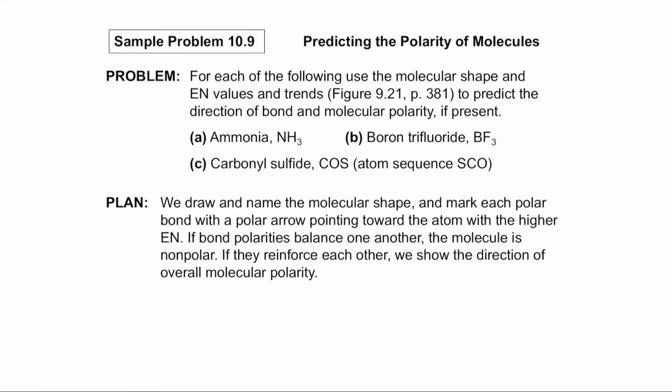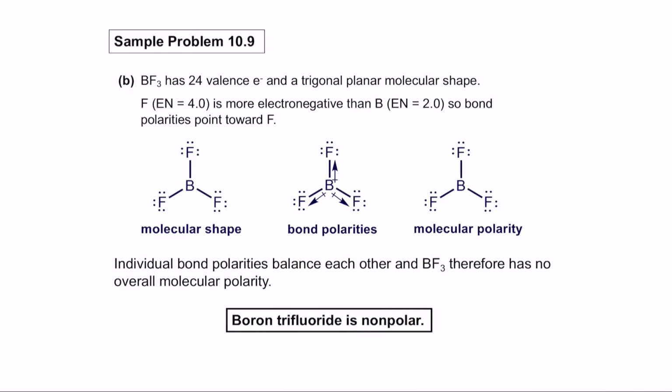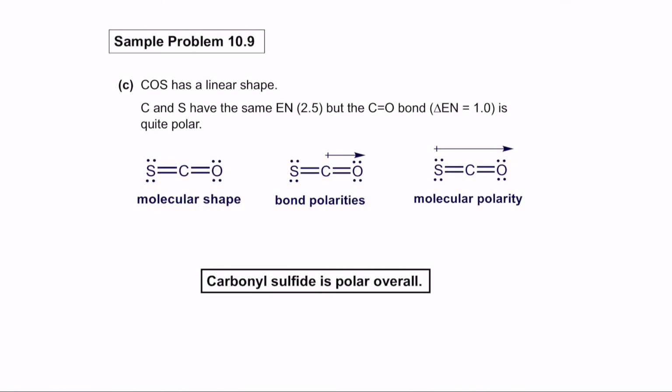So try to predict the polarity of the following molecules now. First draw the Lewis structure, and then determine, based on the electronegativity scale, whether they have a polarity or not. When you take NH3, there is an overall bond polarity with an electron distribution that results in a molecular polarity towards nitrogen. Boron trifluoride is equally distributed, so it is non-polar. For COS, the molecular polarity will always be there because it's not evenly distributed, resulting in a polar molecule.